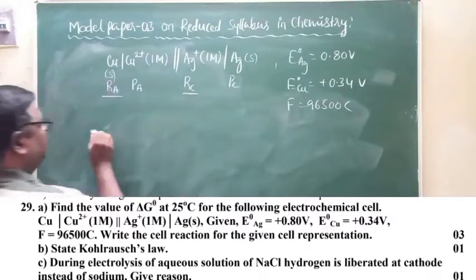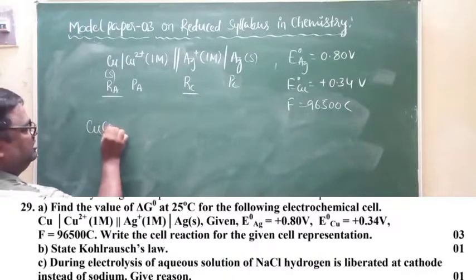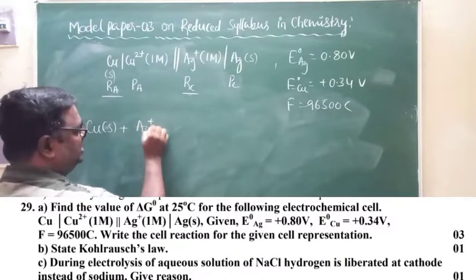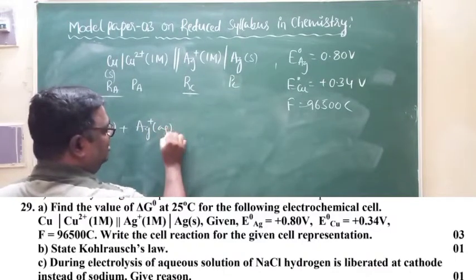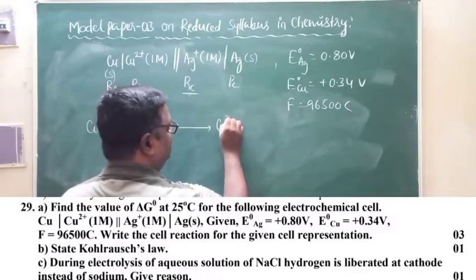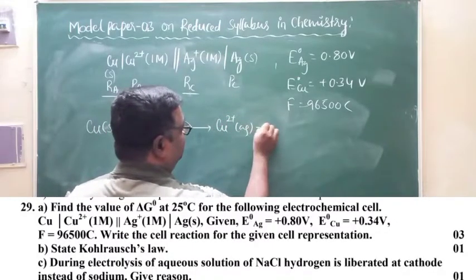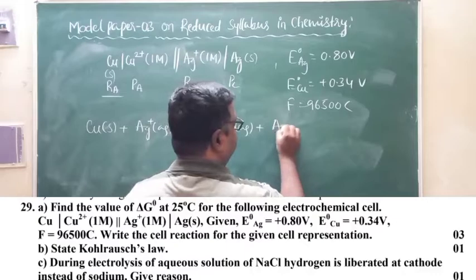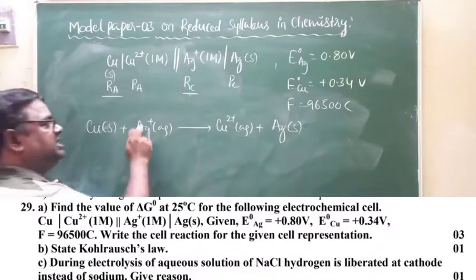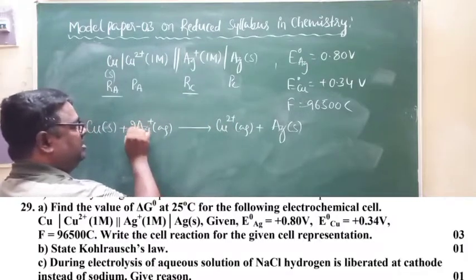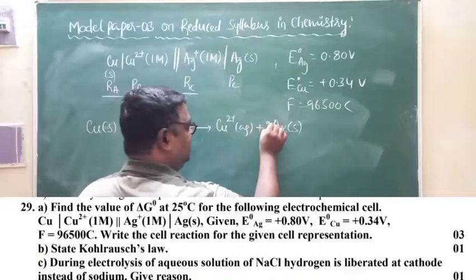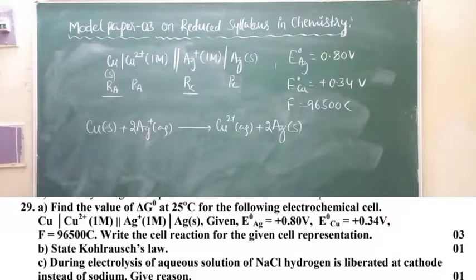What are the reactants here? Cu is a reactant, Ag+ is a reactant, and that gives products. Cu2+ is a product in aqueous solution, and the other product is Ag, in solid state. The charges are not balanced, so to balance the 2+ charge we add 2, making it 2Ag+. This is what we call the cell reaction.